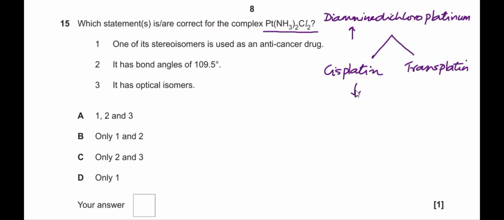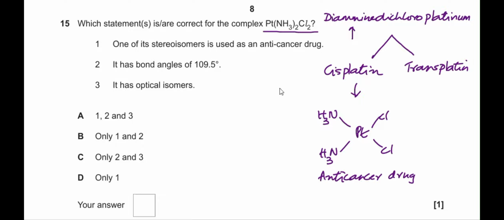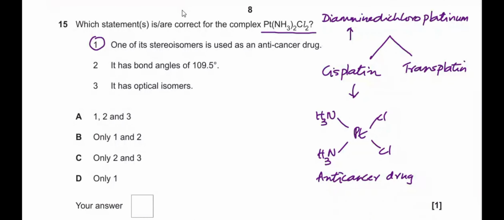If you draw the shape of this, as the name cis indicates, you draw platinum here, Cl, Cl, NH3, NH3. This cisplatin is a very famous anti-cancer drug. Therefore, option 1 is correct. Now let us look at the second statement. It has bond angles of 109.5 degrees. This is not true in the case of this compound because it is square planar in shape.